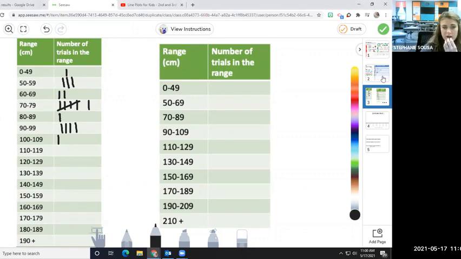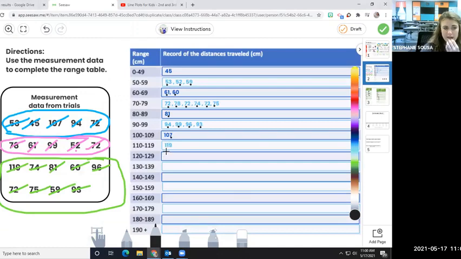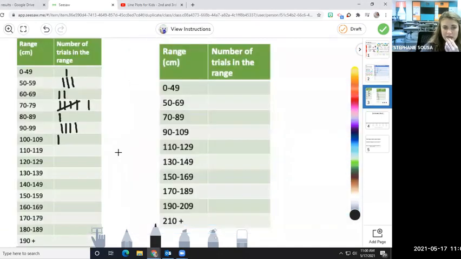And finally, our last one was 110 to 119. There's one car in that range. It was the 119 centimeter winning car for trial number 1. And again, this was based on your first trial's data, okay? Not overall. I just went and I looked at your trial number 1. What length did you have? Not your final trial, okay?